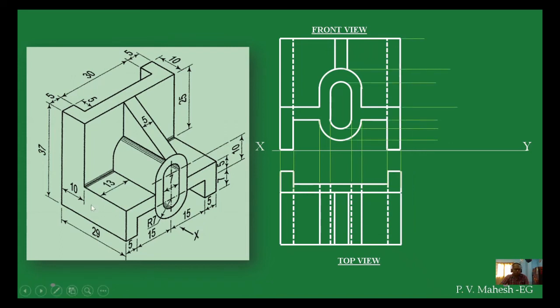Now side view I have to draw. If I am seeing from this side, I will see this L shape thing. So I will draw the L shape first.